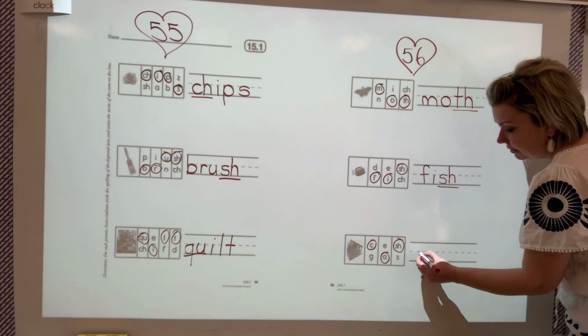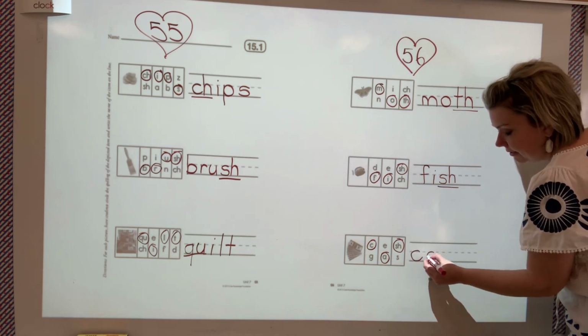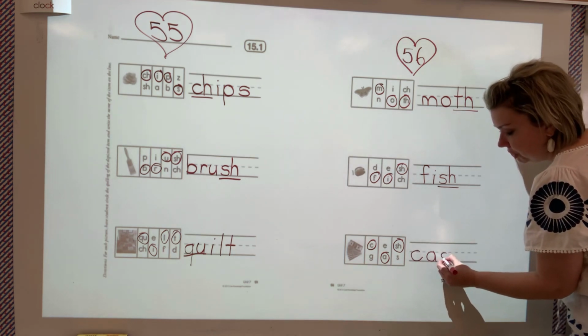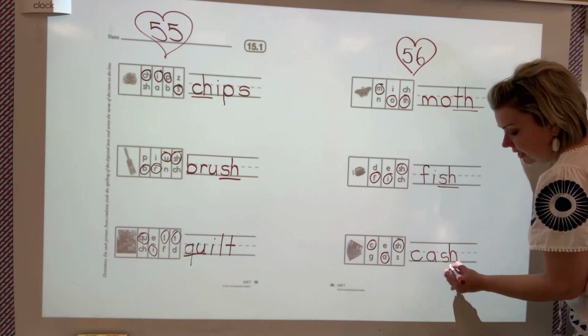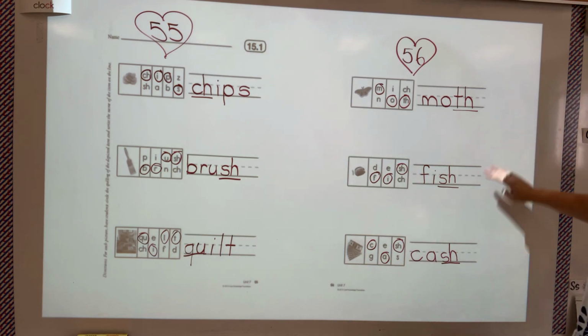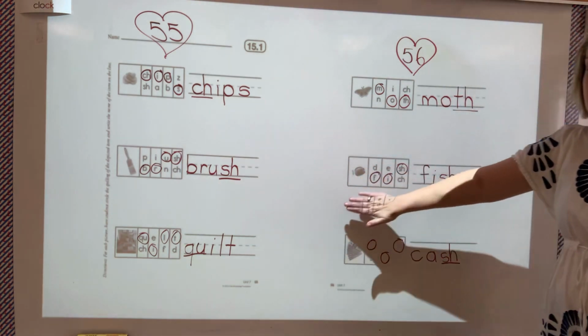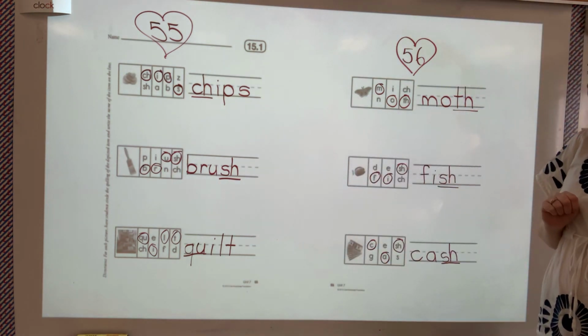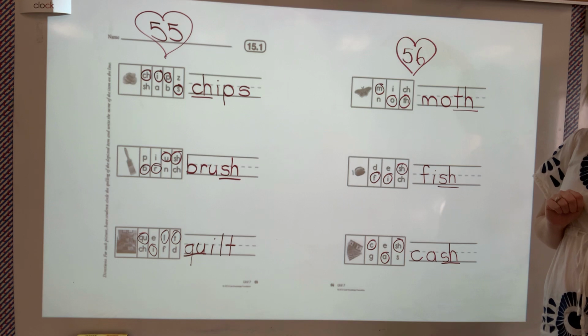Excellent. Sh. Very good. And underline your SH. Don't forget to take a picture and submit this. You need to take a picture of the front and the back and submit it to Miss Cates. All right.